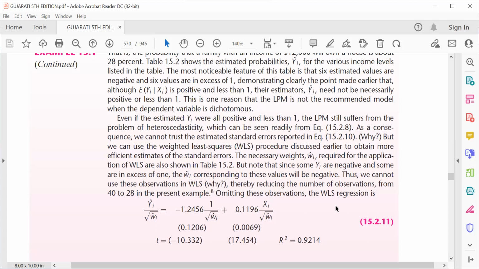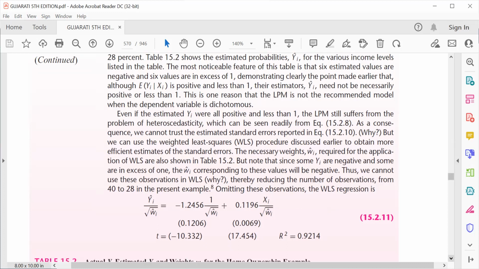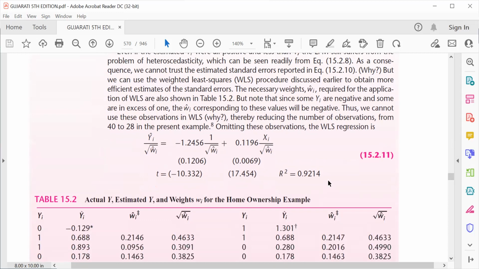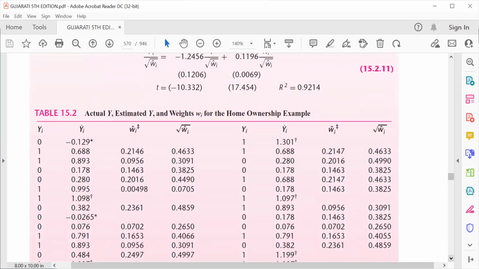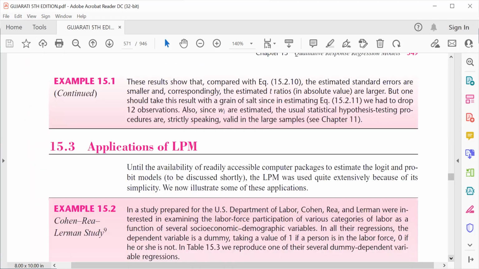Therefore, we reduce the number of observations from 40 to 28 in the present example. We omit these observations, so our regression becomes this one. Here R square is bigger than the previous one. Now it is still negative here, but it is almost the same, around 10%, here 12%. This result shows that compared to equation 15.10, the estimated standard errors are smaller. If we have smaller standard errors, that means we have more efficient parameters.